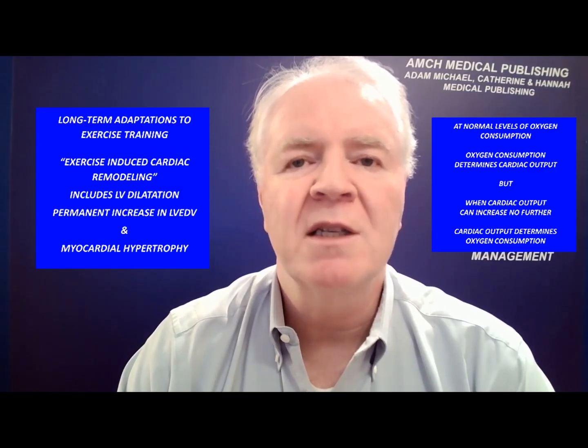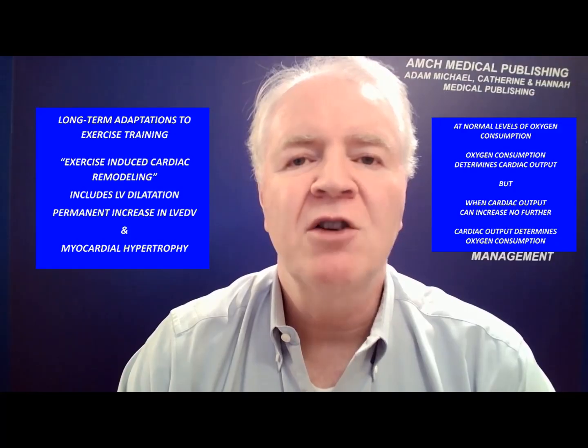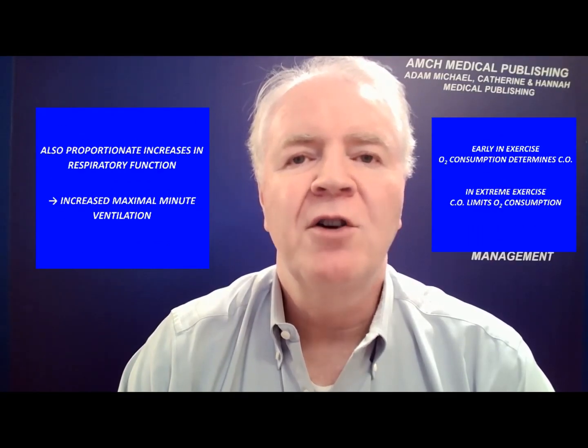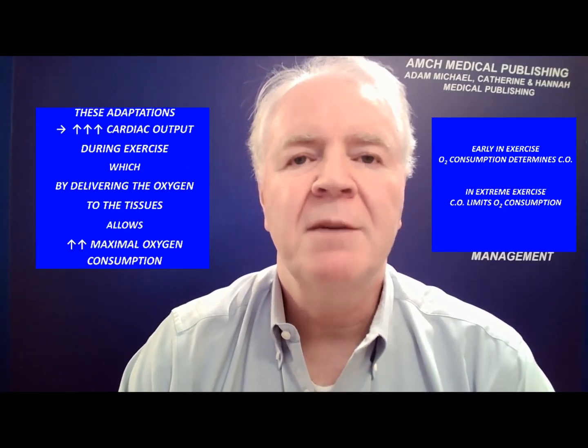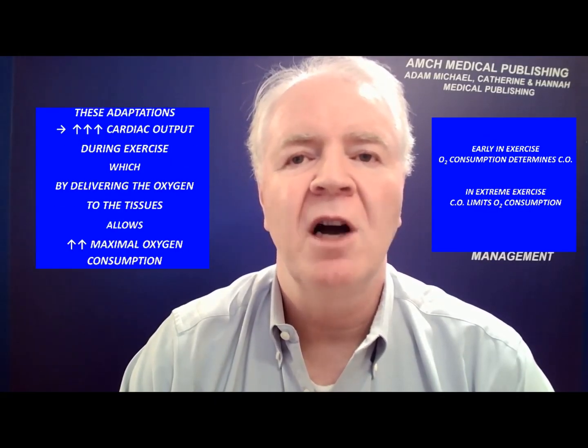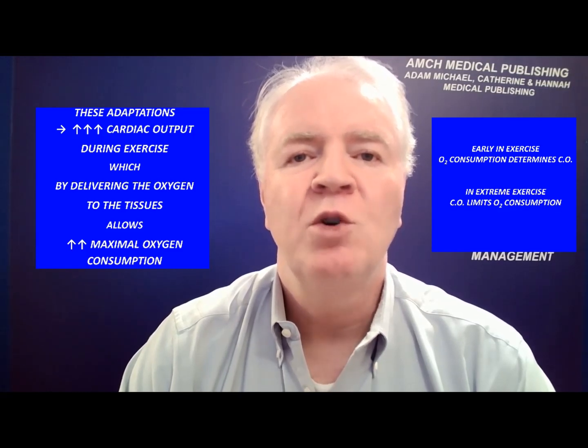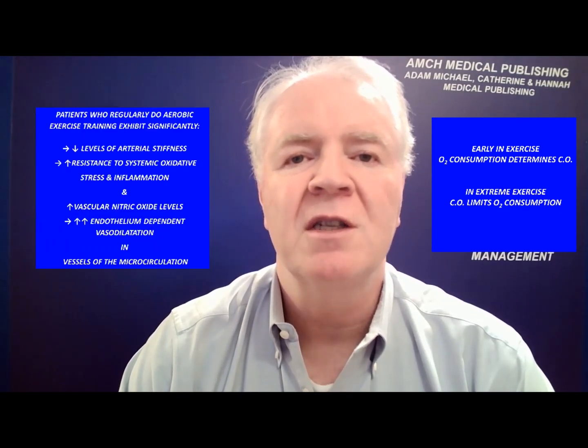Long-term adaptations to exercise training include left ventricular dilatation with a permanent increase in left ventricular end diastolic volume. But there is significant myocardial hypertrophy which also occurs, and this is referred to as exercise-induced cardiac remodeling. There are, of course, proportionate increases in respiratory function, such as increased maximal minute ventilation. These adaptations lead to dramatic increases in cardiac output during exercise, which drives an increase in maximal oxygen consumption.